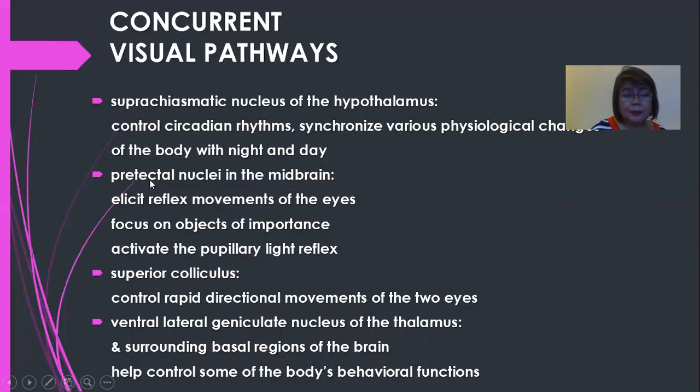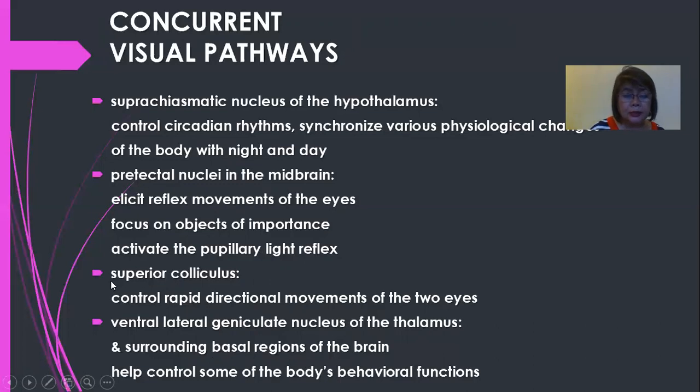Okay, and then some fibers would go to the pretectal nuclei in the midbrain, which will elicit reflex movements of the eyes. It will also focus on objects of importance. So if there are several things in front of you, you would focus on one object only; that is in the pretectal nuclei in the midbrain. It also activates the pupillary light reflex, which we will discuss in more detail later.